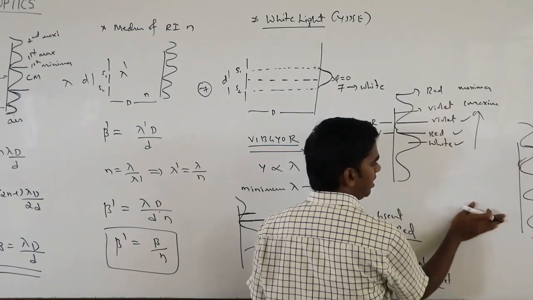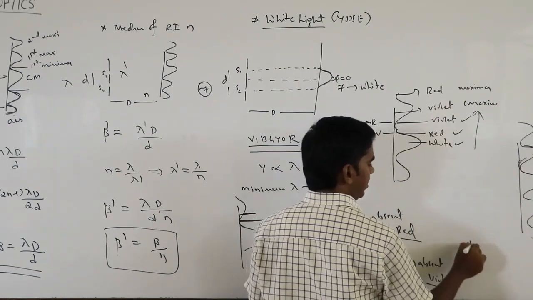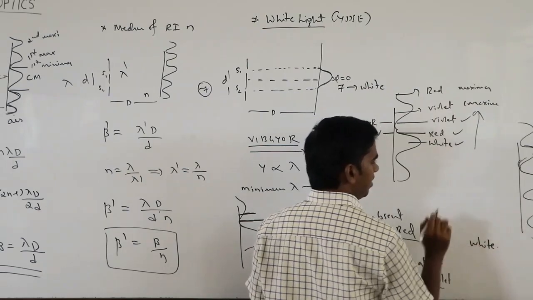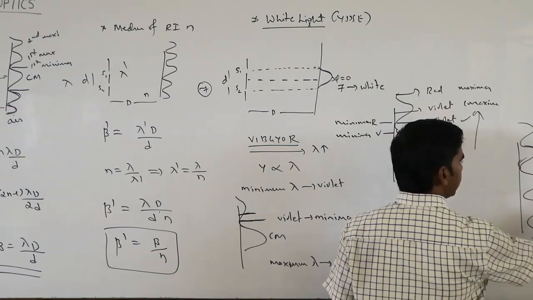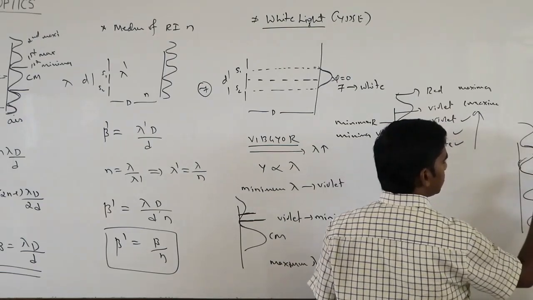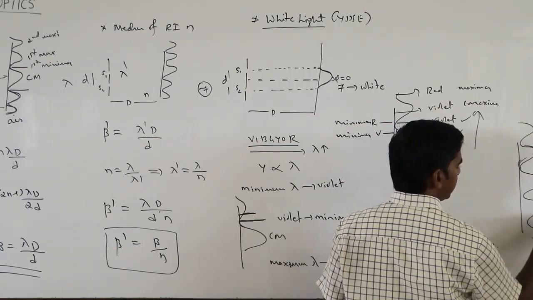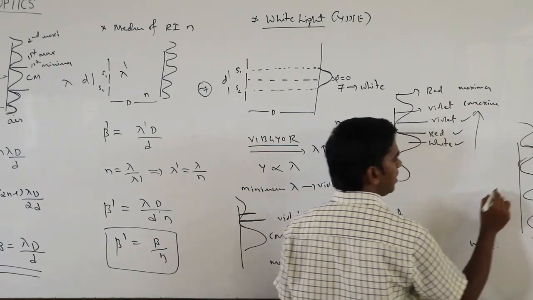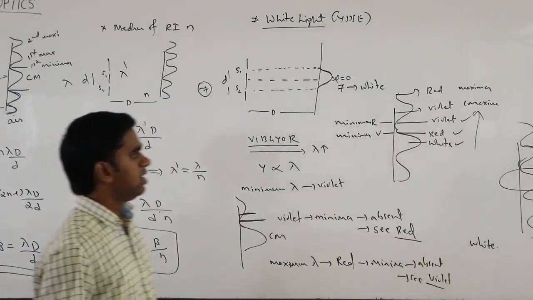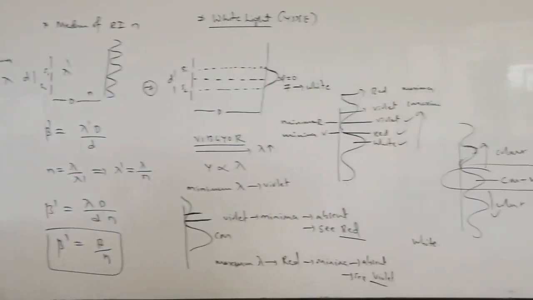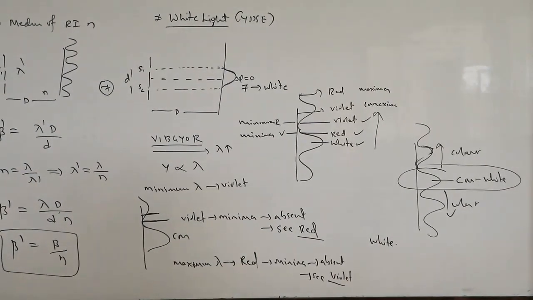So it is difficult to identify which is the central bright fringe. If you use white color, what will happen? The only central maxima will be white. The others will be different colors on either side. So due to this, you can easily identify which is the central maxima. That is the important use of using white light in YDSE, or Young's double slit experiment.